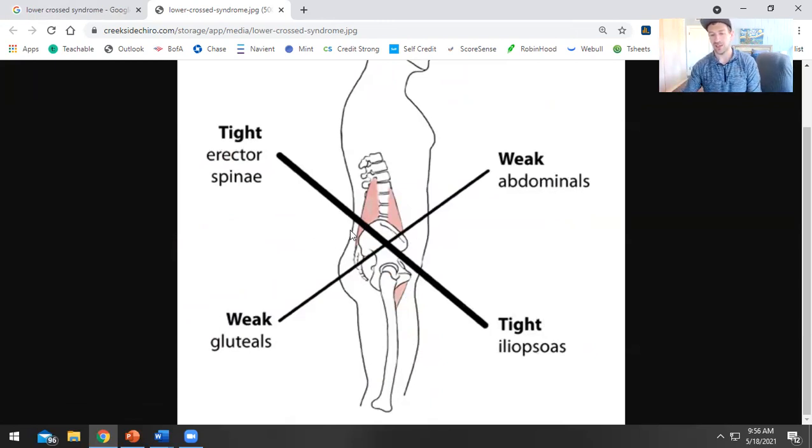Tight to tight, weak to weak, right? And so the pelvis is rotating forward. Erector spinae pulling up, hip flexors pulling down, abdominals trying to pull back up, but they can't because they're weakened, and gluteals trying to pull back down, but they can't because they're weakened, right? They're being inhibited by these opposite muscles. There's no balance in the force.